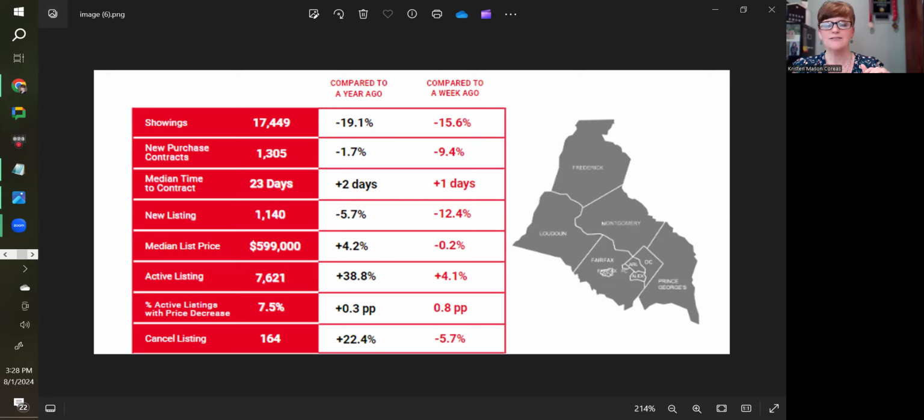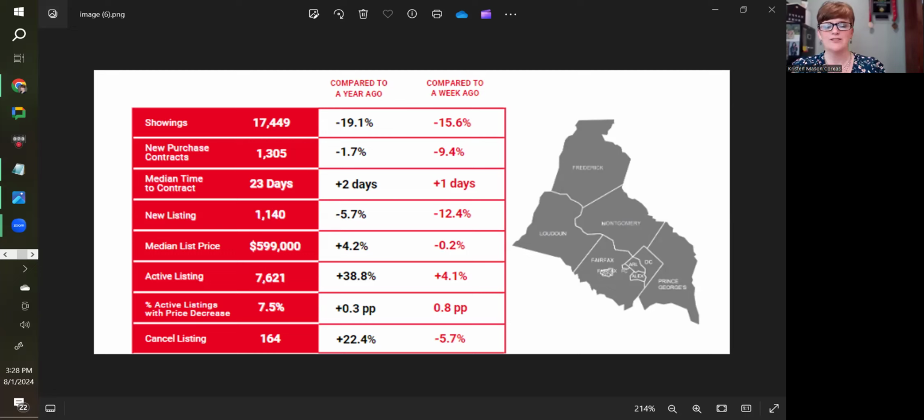And active listings are up 4.1% compared to last week. Normally that wouldn't necessarily happen, but in the current market environment that we are in, that is what we have been seeing. We have been seeing some decrease in buyer activity and therefore some increase in inventory as a result of fewer buyers buying.